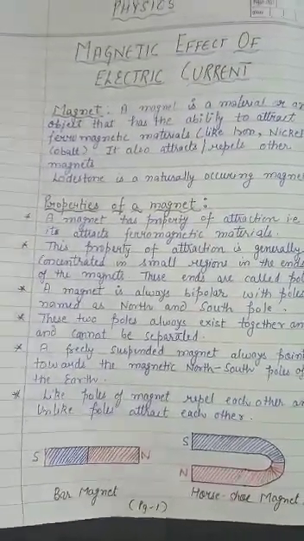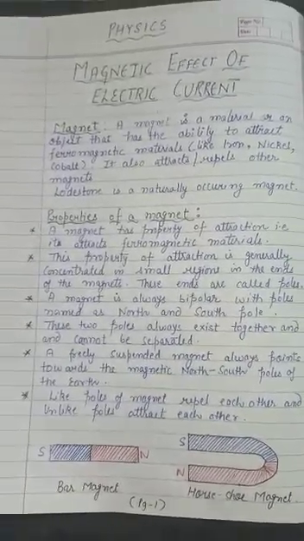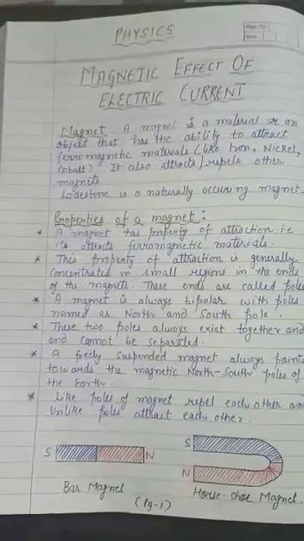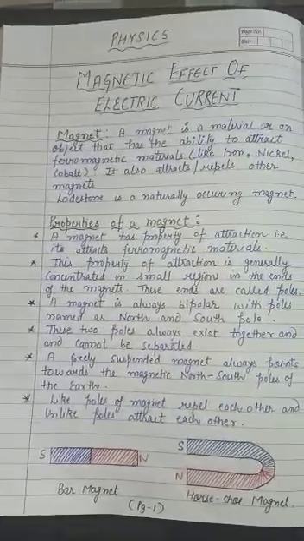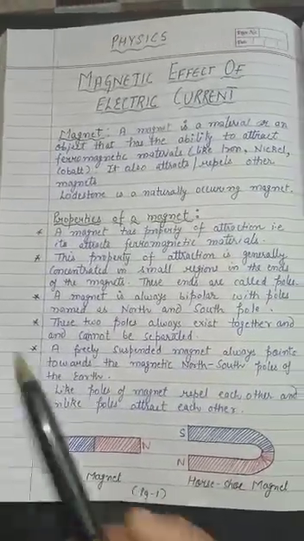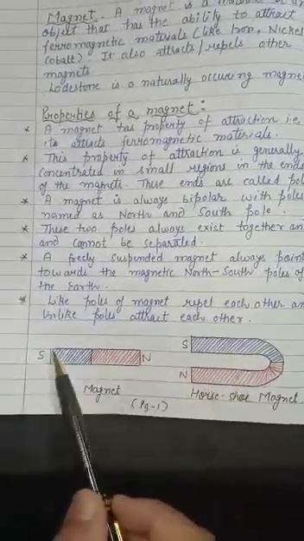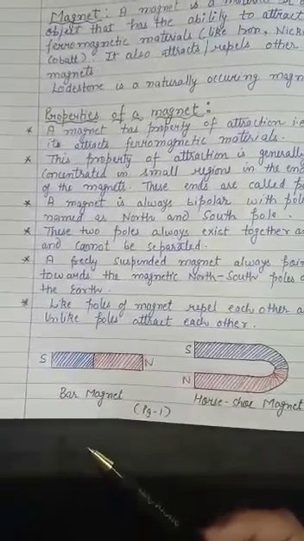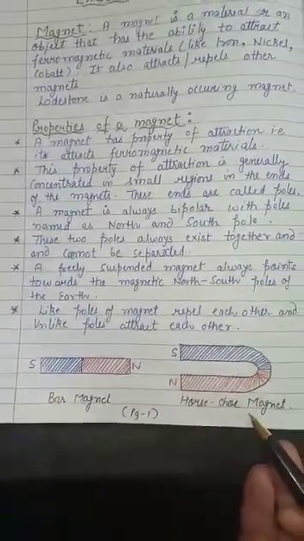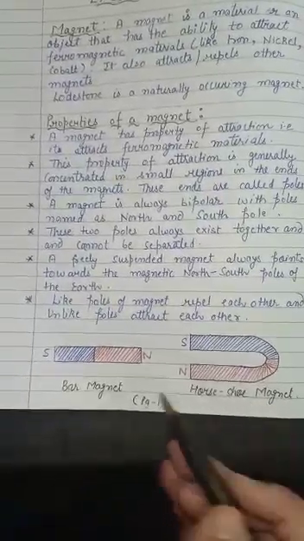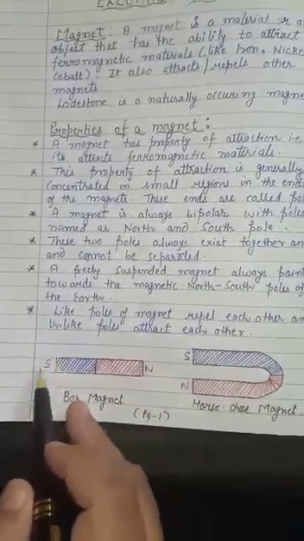And students, this property of attraction is generally concentrated at the ends of the magnet, in small regions at the ends of the magnet, and these ends of the magnet are called poles. In these figures, I have drawn two magnets for you. One is a cuboidal shaped magnet which we call a bar magnet, and the other one is shaped like a horseshoe, so we call it a horseshoe magnet. The ends of these magnets are termed as north and south poles.